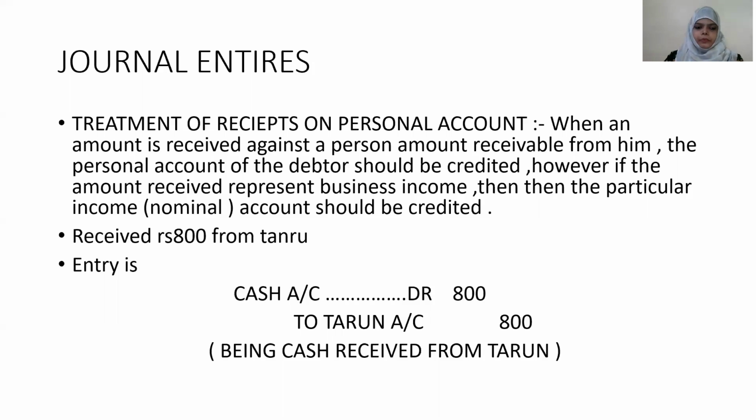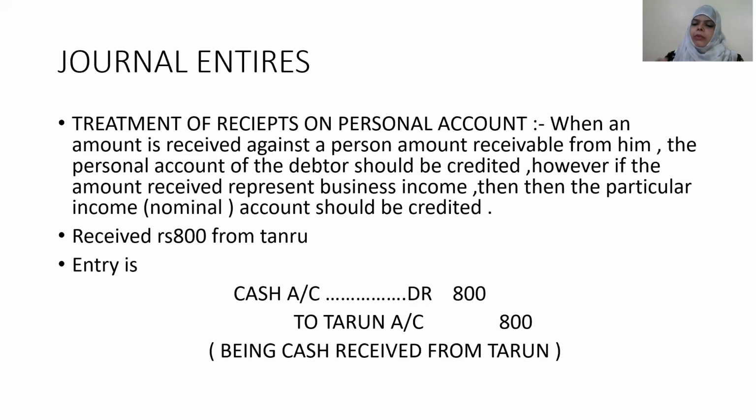The personal account of the debtor should be credited. The personal account of the debtor means the person who owes to the business. Creditor is the one to whom we owe. Debtor is the person who owes to the business. Should be credited. However, if the amount received represents business income, then the particular income, that is the nominal account, should be credited.